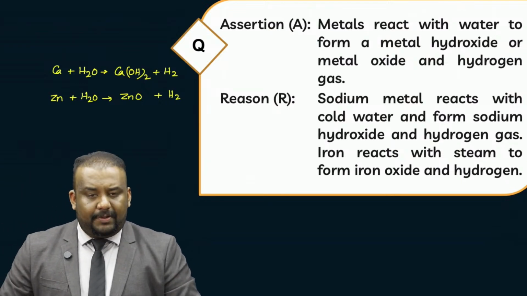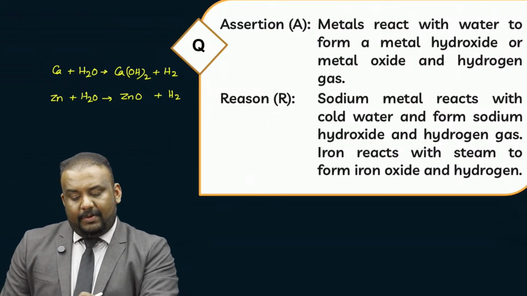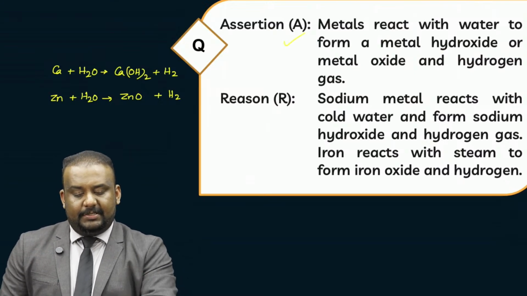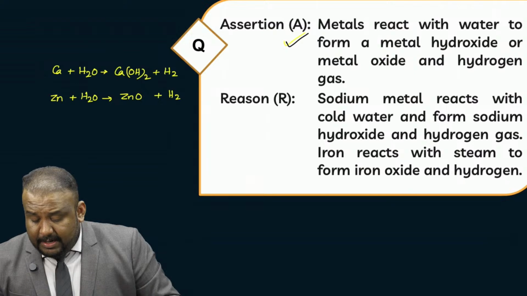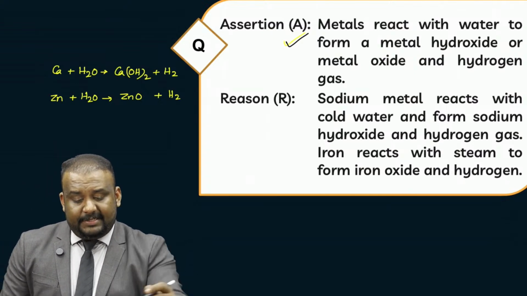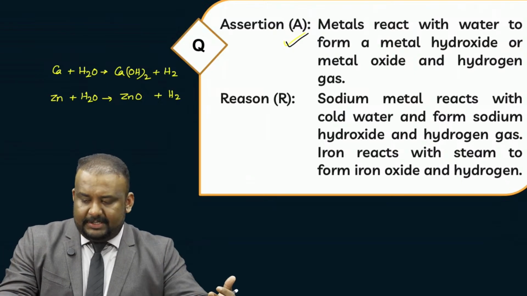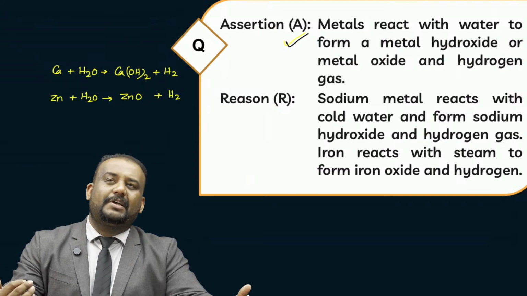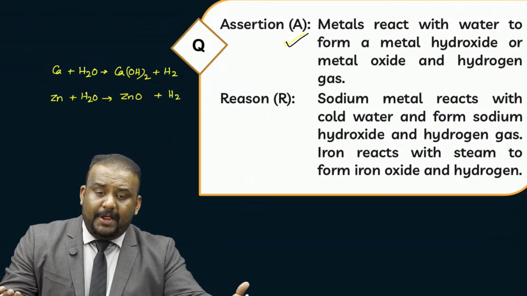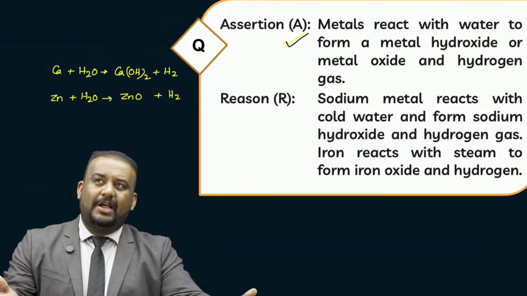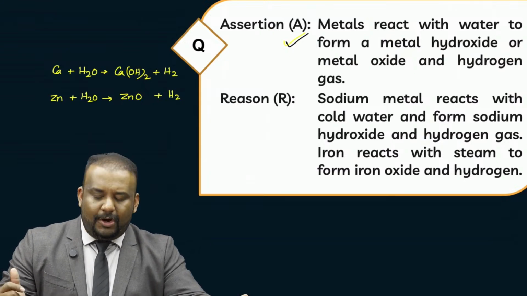Highly reactive metals form hydroxides, and moderately reacting ones form metal oxides. So that assertion statement is correct. Yes, the assertion is true. You have studied the reactions of metals with water. Some of them react with hot water, some with cold water, some with steam. So depending on the metal, the product may change. Alkali metals and highly reactive ones will form hydroxides, but aluminum, zinc, iron, they all form oxides.